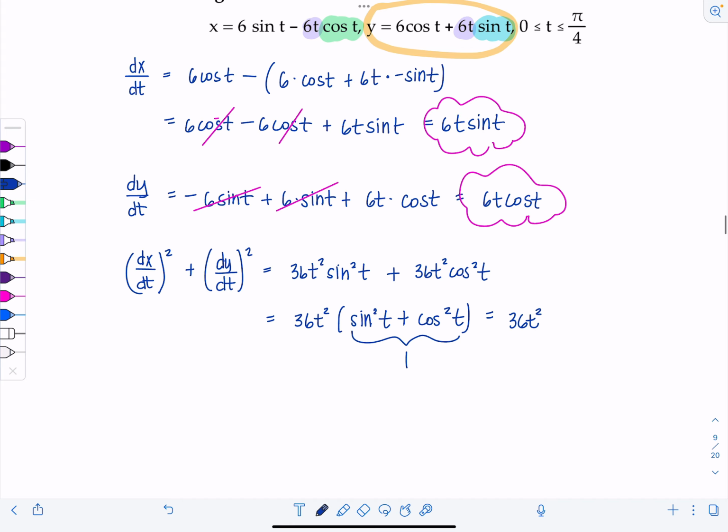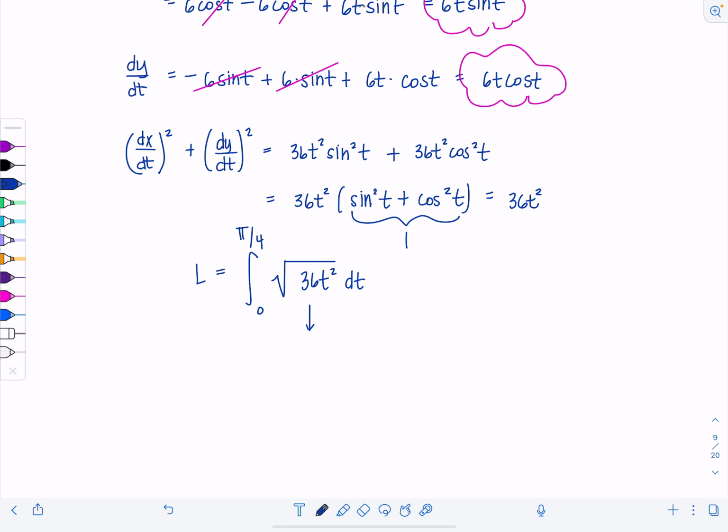Okay, so the arc length is going to be the integral from 0 to pi over 4 of the square root of 36t squared dt. Now, technically, the square root of 36t squared is the absolute value of 6t. But I don't need to keep the absolute value because I'm integrating from 0 to pi over 4. Those are limits for t, and it's already positive. We are good to go. But just think about it.